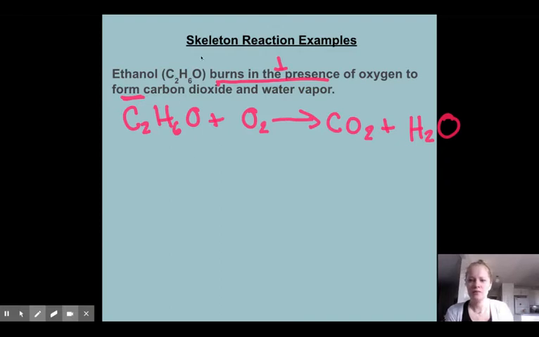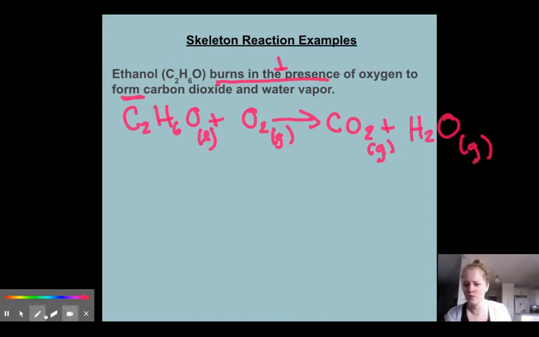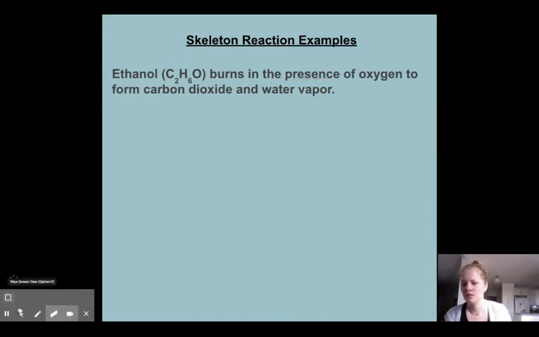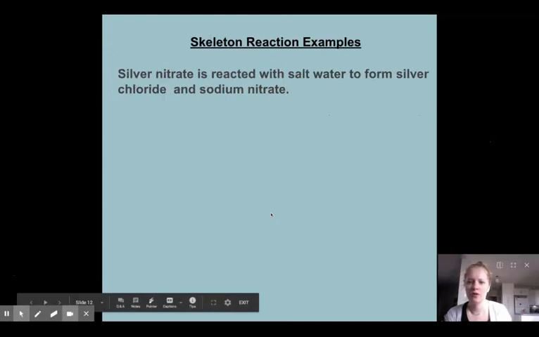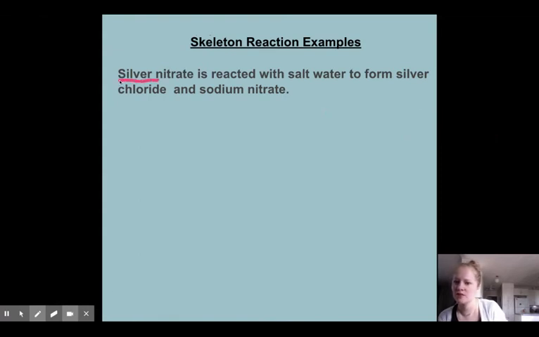Now, states. Ethanol is a liquid, burns in the presence of oxygen. Oxygen is a gas. Carbon dioxide is also a gas. And it says water vapor, which means we're dealing with steam, not a liquid. So we also get a gas present in this one. Okay, we have one more. Try it, pause it, go for it.